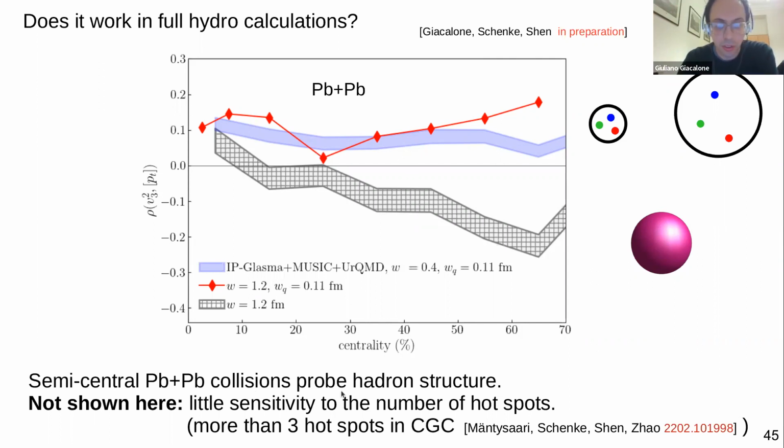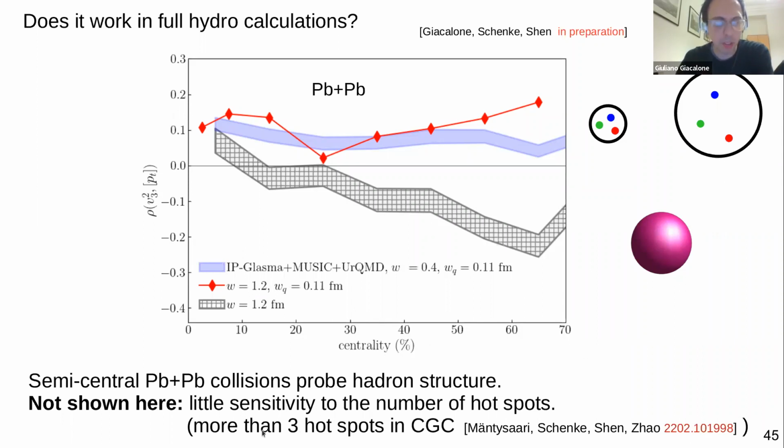What is not shown here, which we have also tested, is what if instead of 3 you have 6 or 9 or a larger number. It's actually less sensitive to that. So there might be more than 3 hotspots. This was recently done again in a Bayesian analysis framework.